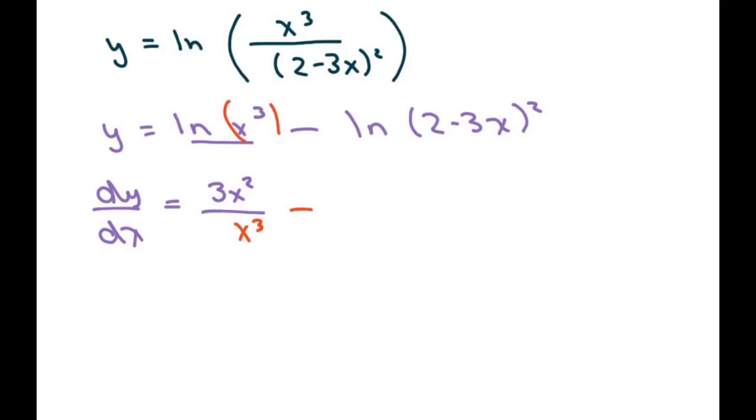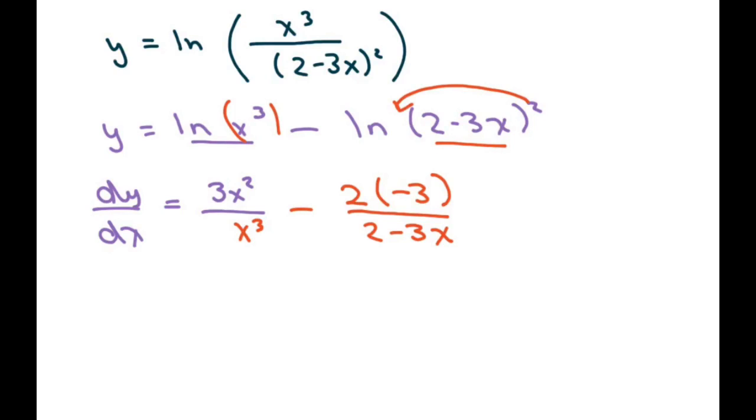And you have to expand that a little bit, but that's going to be basically 2 times negative 3 over my inner function, which is, because you're using the chain rule here, so that's going to be 2 minus 3x. Now if you simplify this further, these reduce out, so it's going to be 3 over x, and this is 2 negatives, so it's going to turn to a positive 6 over 2 minus 3x.